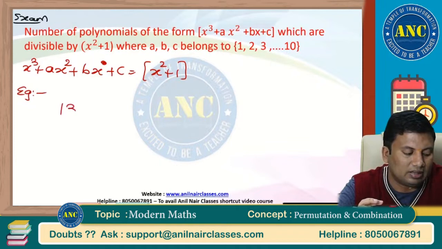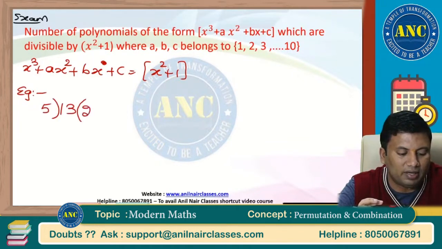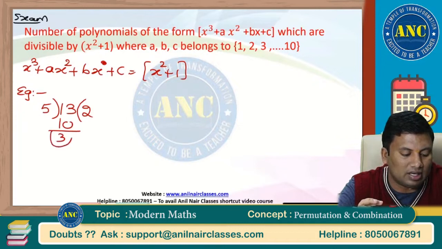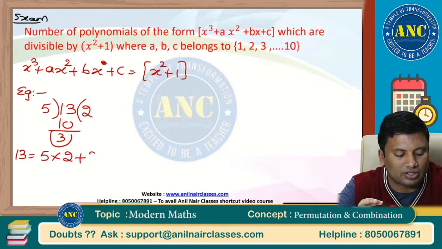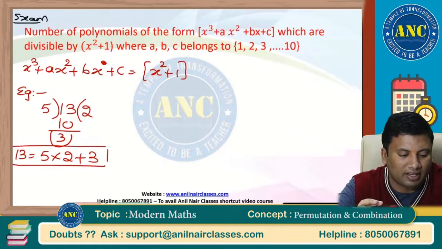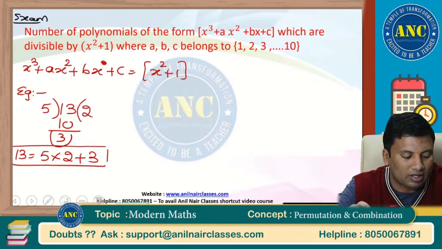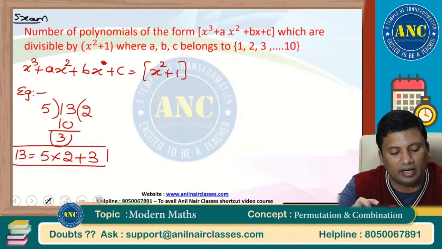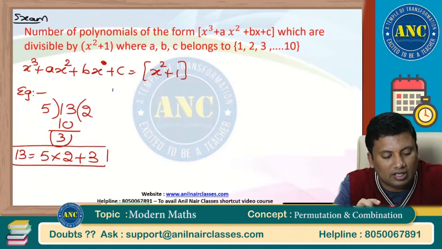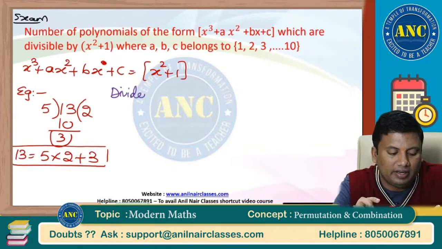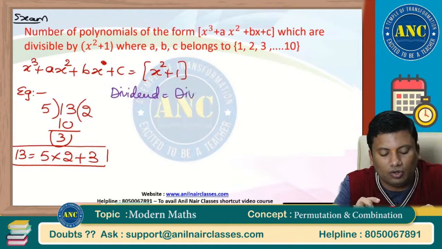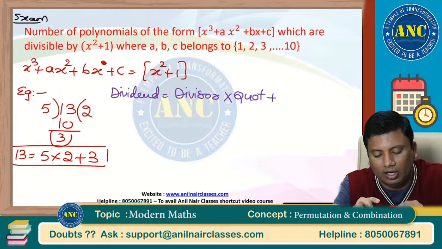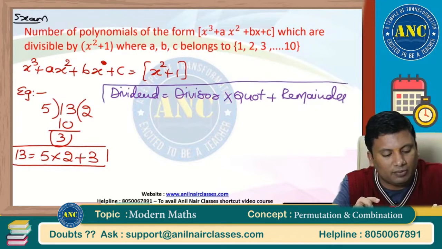Now see here. 13 when divided by 5: 5 twos are 10, what is the remainder? 3. So 13 is nothing but 5 into 2 plus 3. Dividend is equal to divisor into quotient plus remainder. I will write down the concept here: dividend equals divisor into quotient plus remainder.